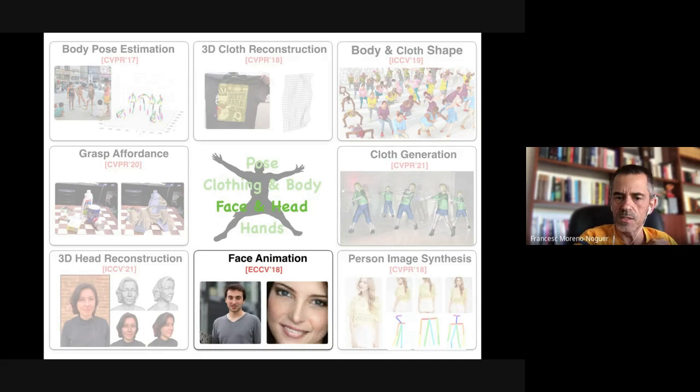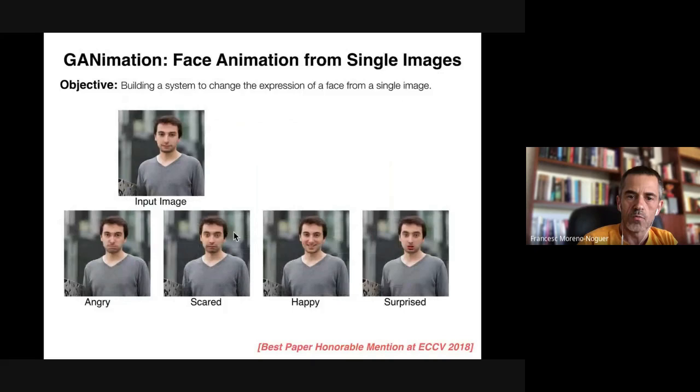This is on face animation, all right? Methodologically, it's very similar to the previous one. So here, the idea was the following. We were given an input image of a person. This is Albert, the first author of that paper. And we wanted to generate synthetic images of Albert with different expressions: angry, scared, happy, and surprised. So this was already done in the state of the art. This transition of one input image to, let's say, a discrete number of expressions was already solved.